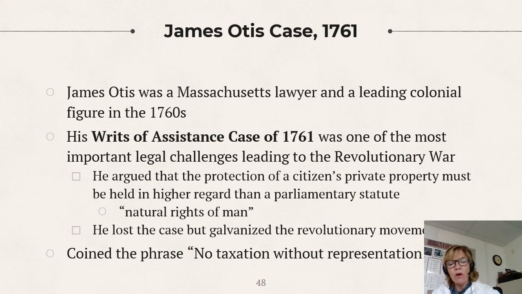He went in and he argued that Parliament's law writing or legislative ability does not supersede the natural rights of man. And one of your natural rights as a man during this age of reason, the time of John Locke, is your right to own property. So they should not be allowed to come in and search your home, your property, without just cause. Right? He's also the one that coined the phrase "no taxation without representation." So that's kind of going to be a rallying cry throughout the colonies.